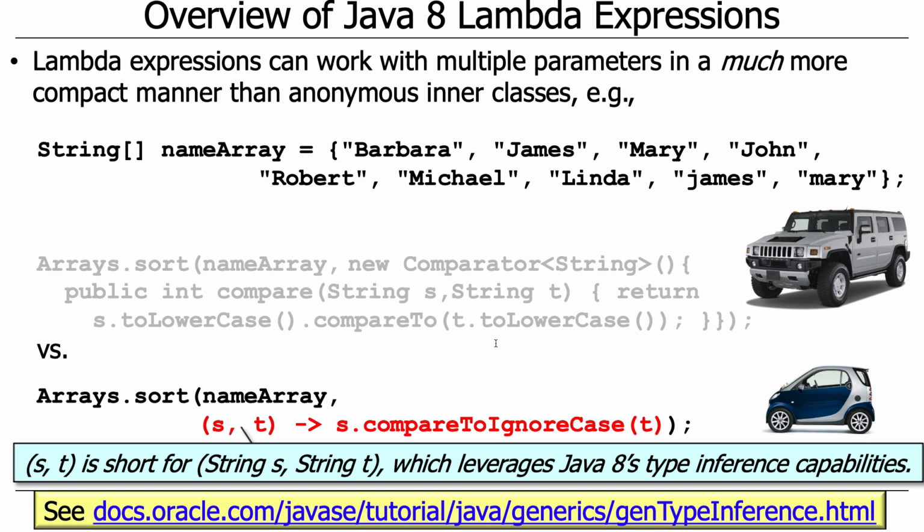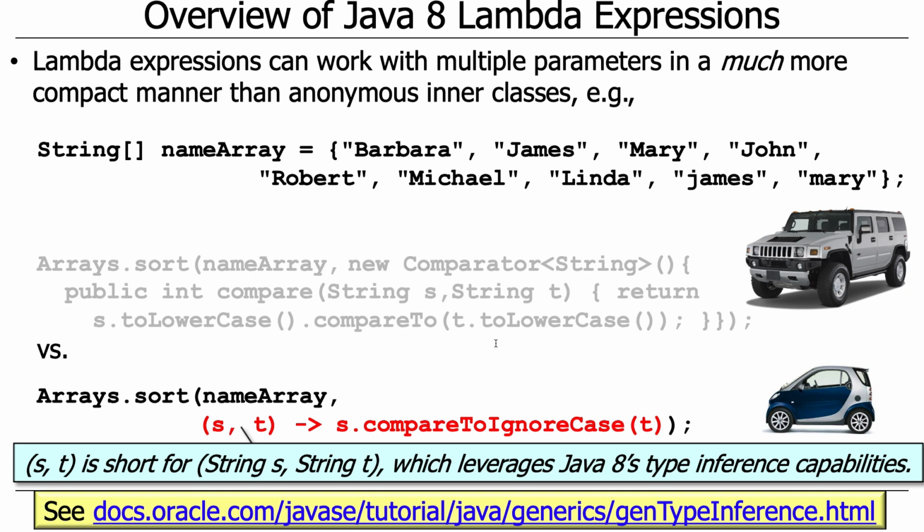So we say Arrays.sort(nameArray, and then we say comma, open paren s, comma t, close paren, arrow. And this is basically just saying these are two parameters, and they turn out to be of type String. I'll explain that in a second. Take these two parameters and then compare them in a way that ignores case. So uppercase and lowercase are treated the same for sorting.